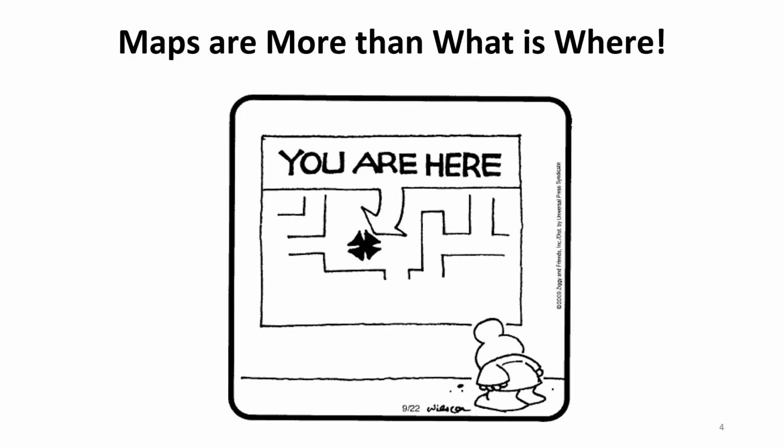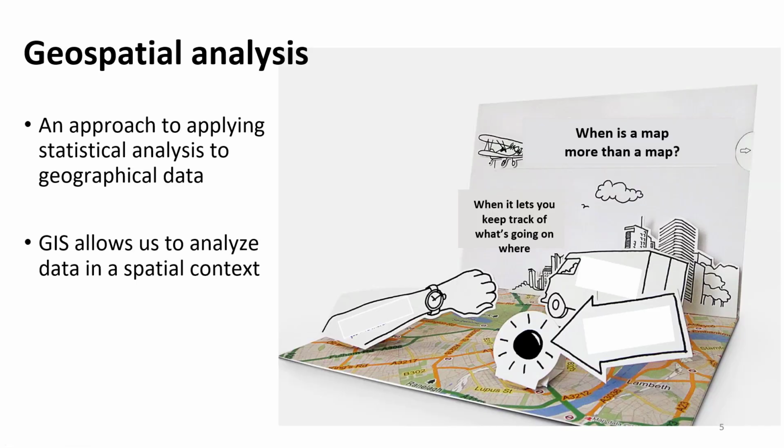And so maps are much more than what is where. Maps are more than just interesting colors and shapes that tell you something about location. This is where geospatial analysis comes in. GIS, or Geographic Information Systems, allows us to analyze many different types of data in a spatial context.